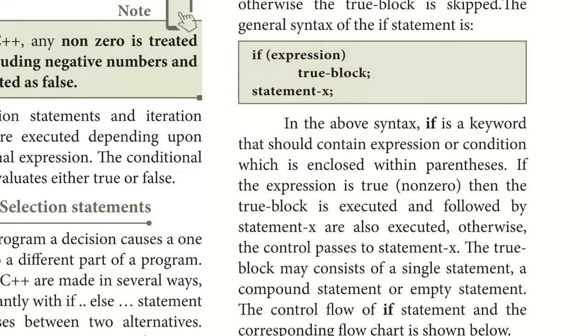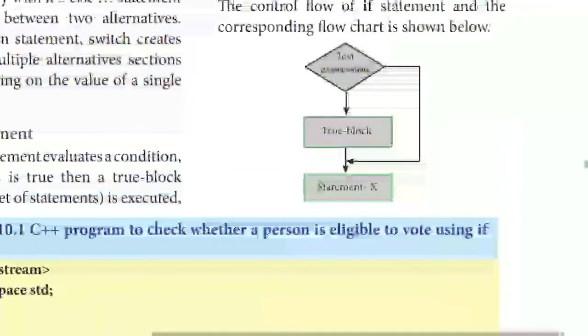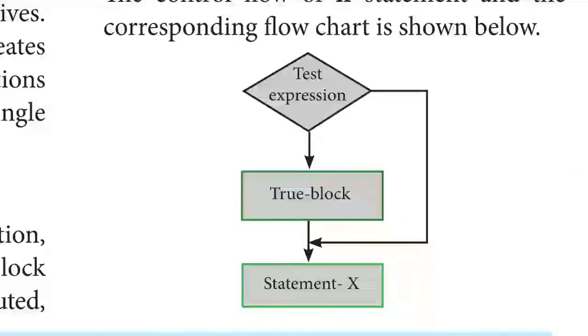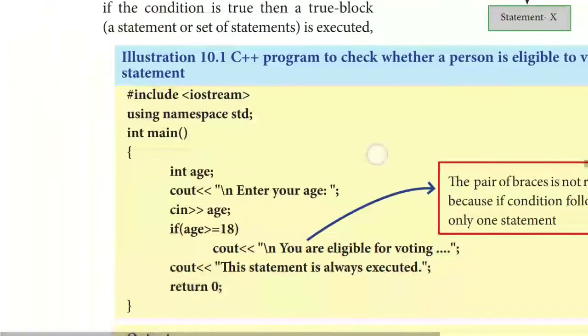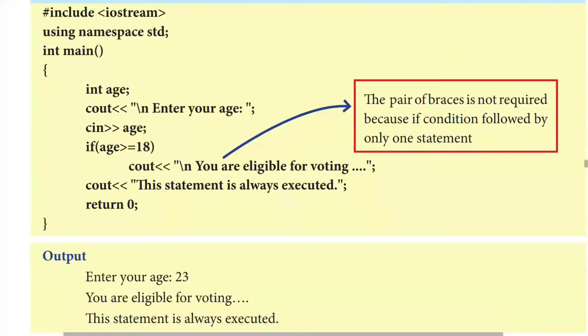So here you can see a block diagram. The first is the test condition. If the condition is true, the true block will be executed. If the condition is false, it will skip the true block and move on to the statement x. So there is an example program here, the same example which I have told you. This program is to check whether a person is eligible to vote using if statement.